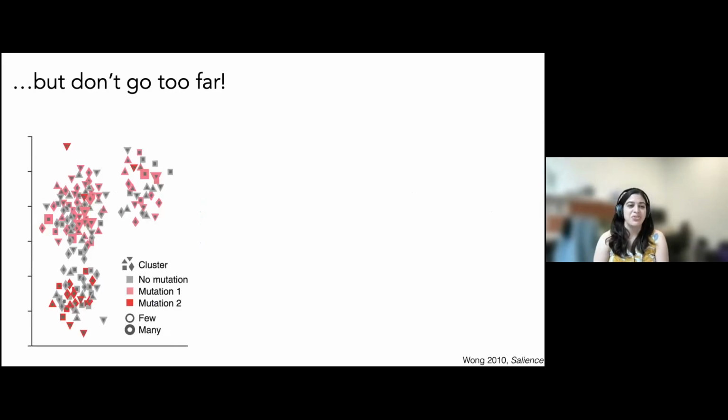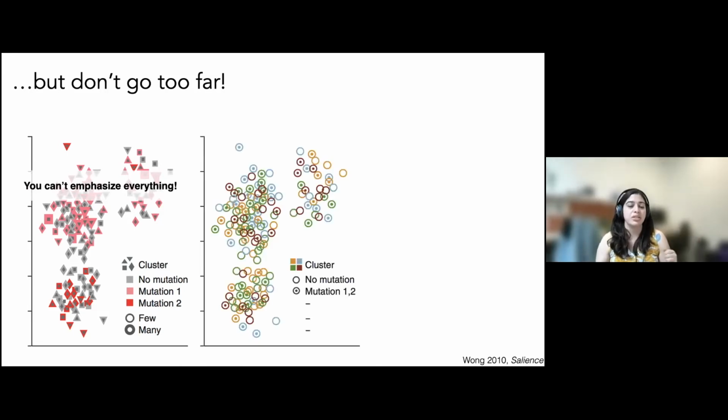If I show you a figure like this, you're trying here to show different clusters with different shapes, using different colors to show different types of mutations, using different widths of the shapes to show few or many. You can't emphasize everything. If you're trying to emphasize everything, that's not really going to work. Your readers are just going to get lost in all of the different shapes and colors and sizes that you're trying to show them. So in this case, you basically have to make some decisions, right? You have to choose what you're going to emphasize and what you're not going to emphasize, because you can't do it all. So in this case, maybe you choose just to show different clusters and mutation, yes or no.